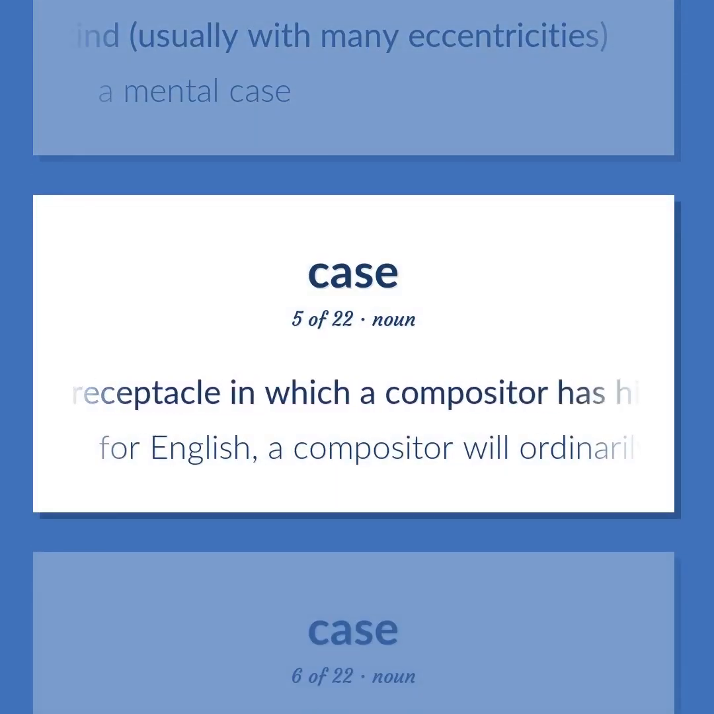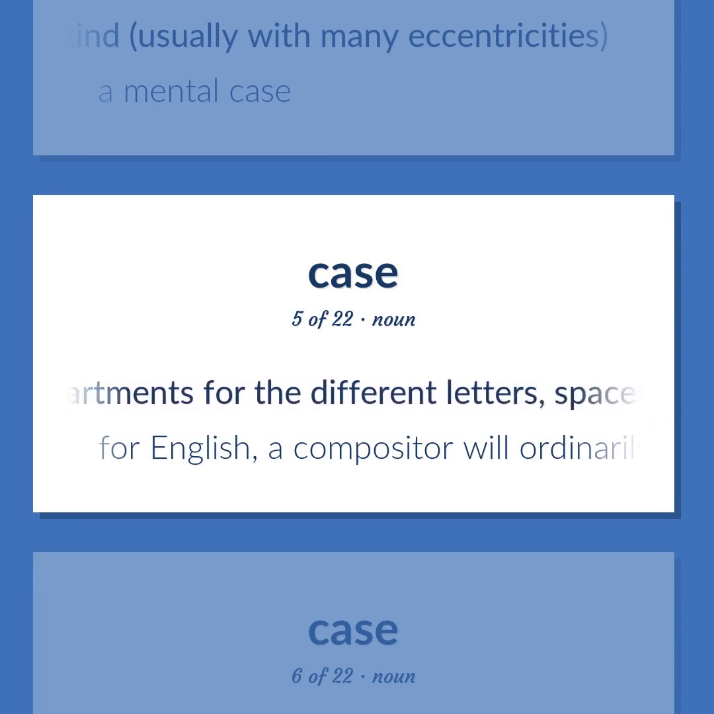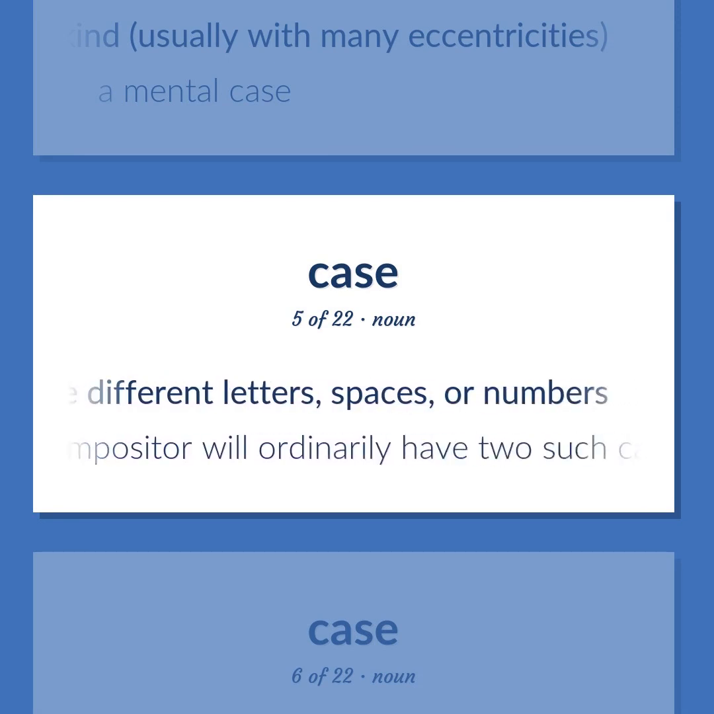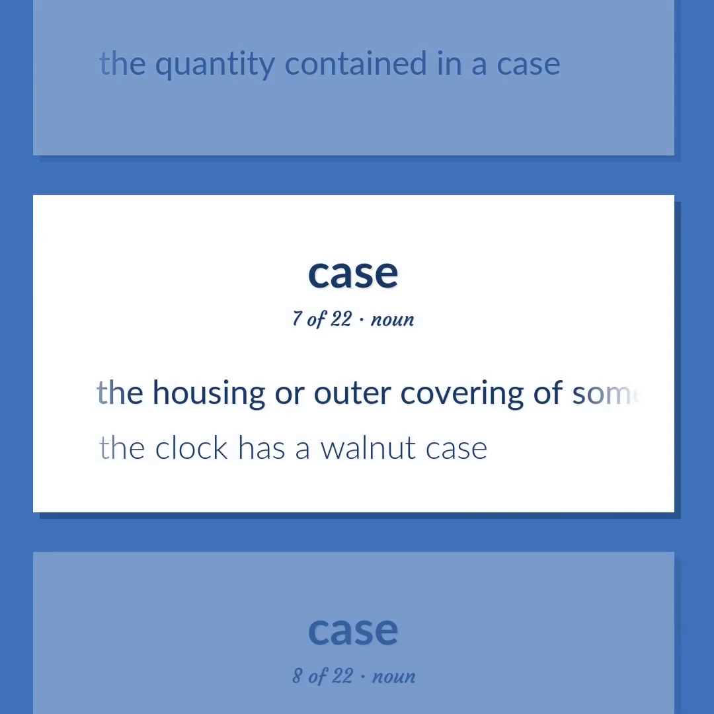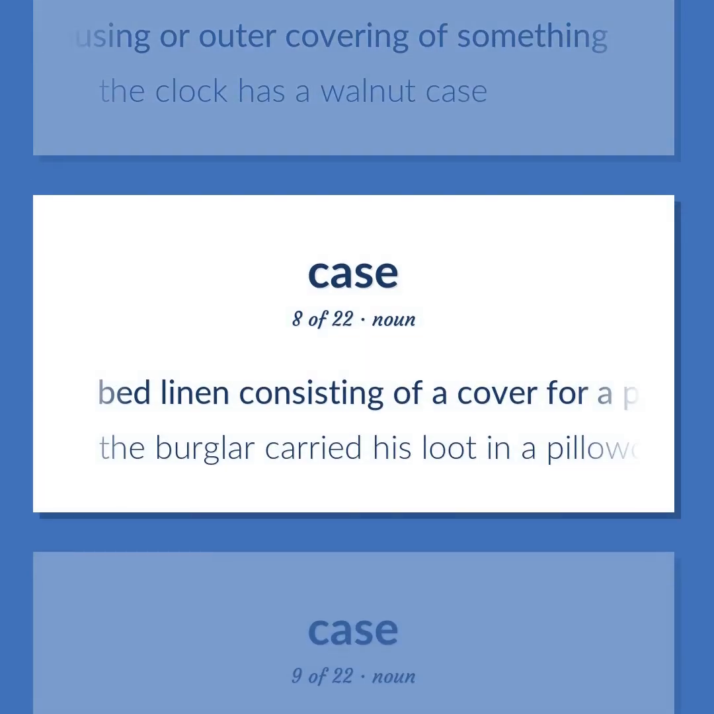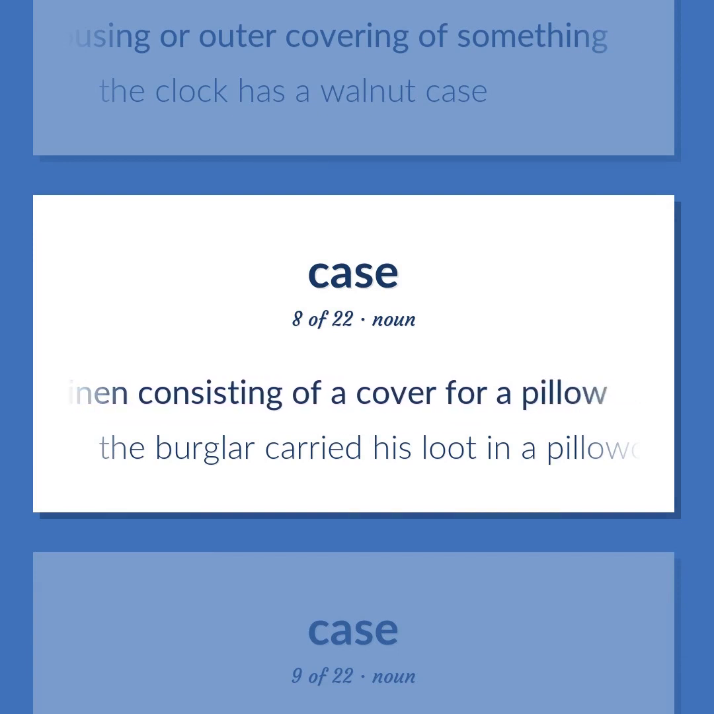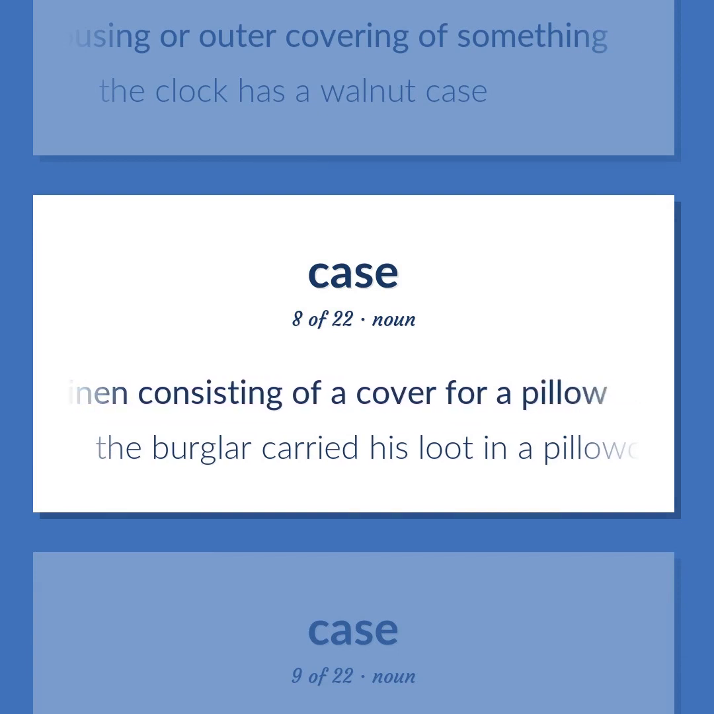Printing. The receptacle in which a compositor has his type, which is divided into compartments for the different letters, spaces, or numbers. For English, a compositor will ordinarily have two such cases, the uppercase containing the capitals and the lowercase containing the small letters. The quantity contained in a case. The housing or outer covering of something. The clock has a walnut case. Bed linen consisting of a cover for a pillow. The burglar carried his loot in a pillowcase.